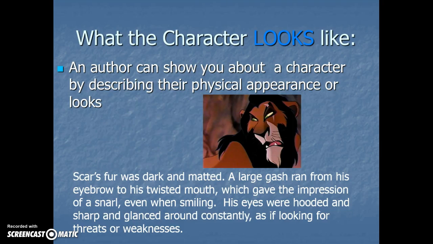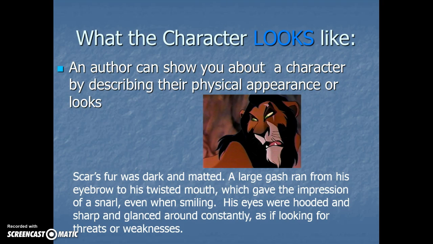Looks can absolutely be revealing about character. There are no accidents in fiction. Authors always have a reason for why they do the things that they do. And descriptions of characters can be very, very revealing. For example, this description of Scar. Think about what this could tell you about his character. Scar's fur was dark and matted. A large gash ran from his eyebrow to his twisted mouth, which gave the impression of a snarl even when smiling. His eyes were hooded and sharp and glanced around constantly, as if looking for threats or weaknesses. So what do you think this could reveal about Scar's character?